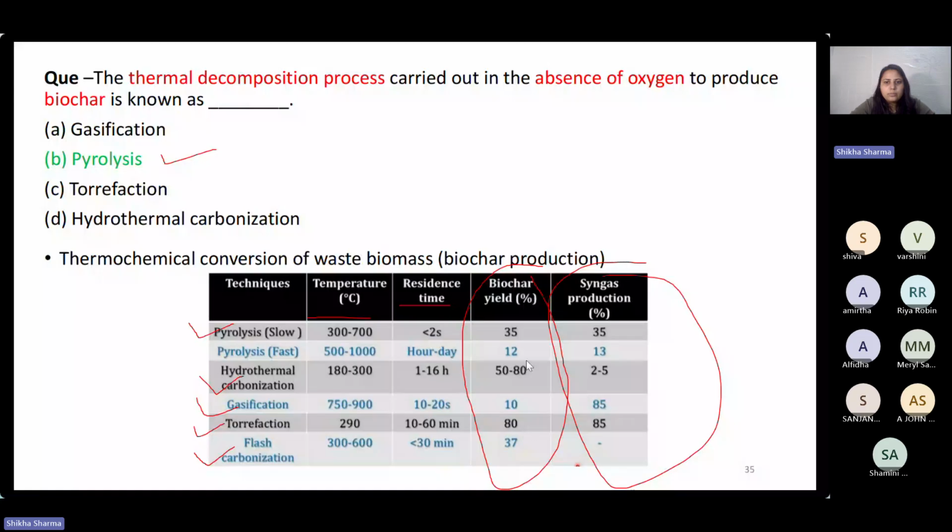If we see here, the maximum amount of biochar is produced from the torrefaction method, and also hydrothermal carbonization. Gasification is comparatively less, and fast pyrolysis produces comparatively less biochar. Also, if we talk about syngas, gasification and torrefaction processes are the main ones for syngas production.